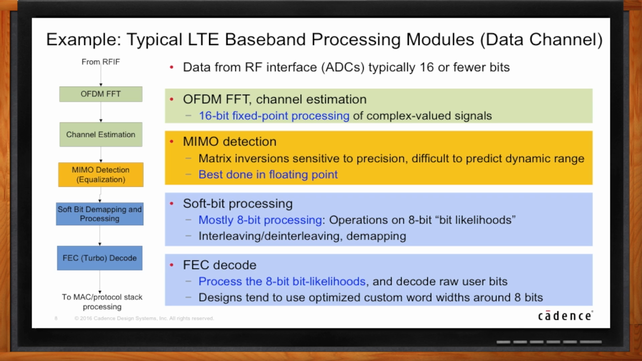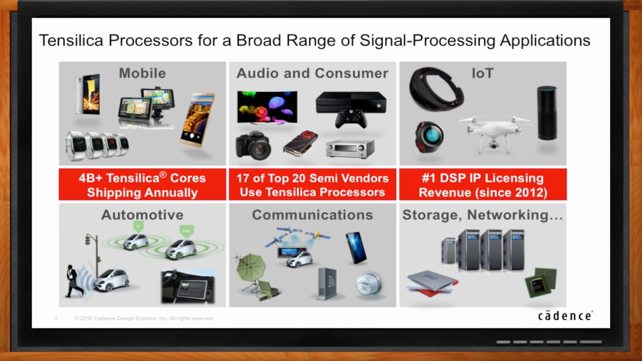Okay, cool. So what qualifies you guys to talk about this stuff? So Tensilica processors cover all the broad range of signal processing applications that we just saw. We have over 4 billion cores shipping annually. 4 billion? Really? That's wow. I probably have one with me right now. Yes, we have lots of cores covering all the range of signal processing applications, from mobile and wearables to automotive, communications, and vision.